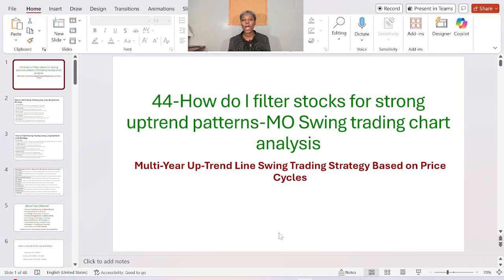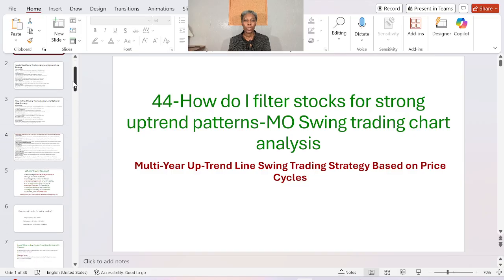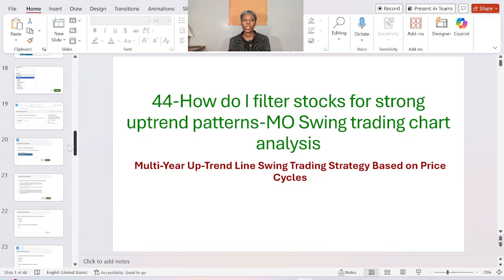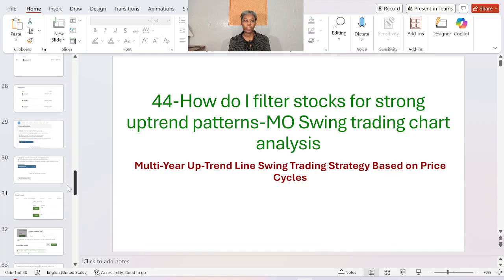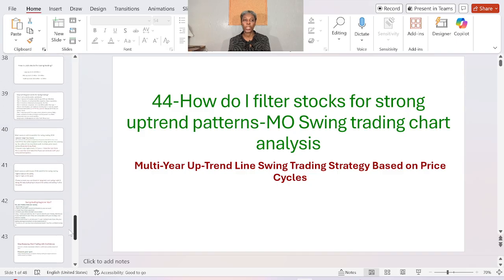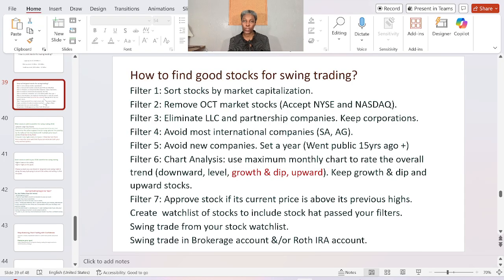Hello, how do I filter stocks for strong uptrend pattern? Well, when you find a stock, for instance, or when you are creating your watch list of stocks that you can swing trade from, you can set a certain number of filters that you like to go with. So you want uptrend pattern, you want up growth stocks. That's what I understand by that.